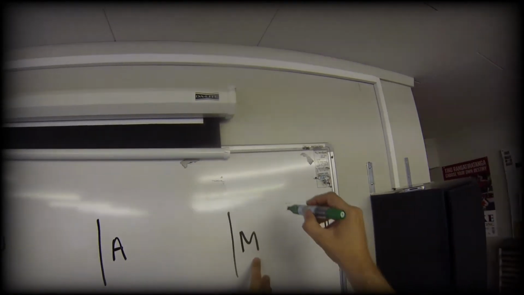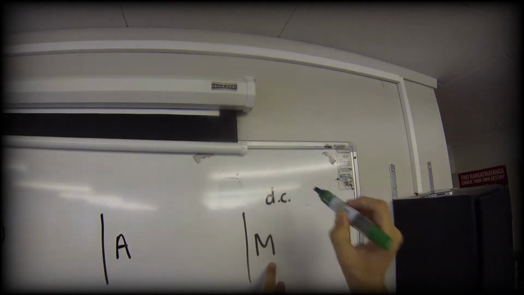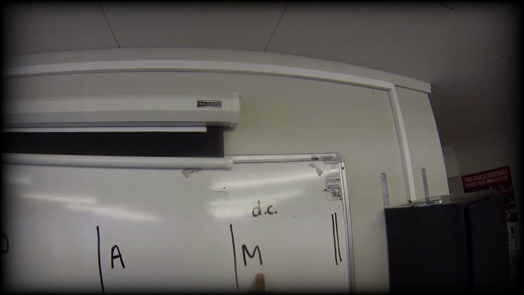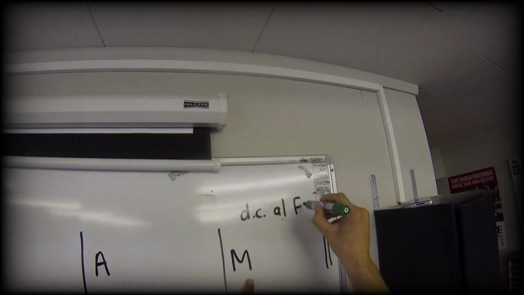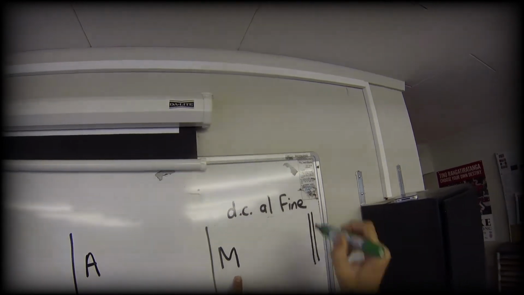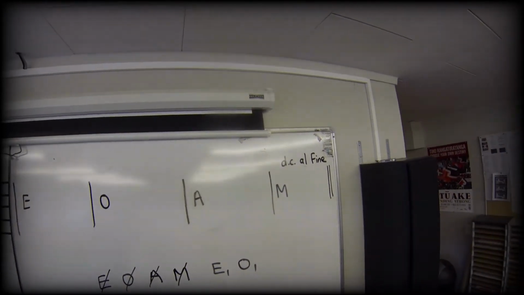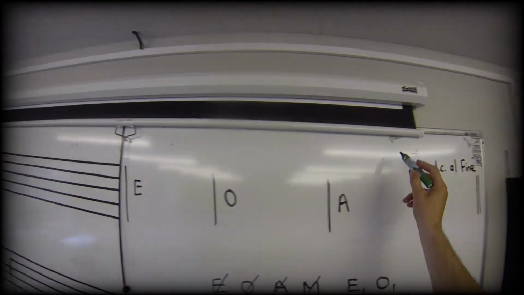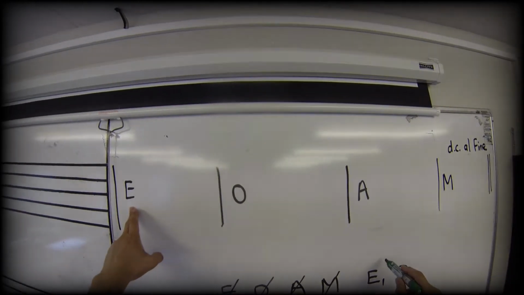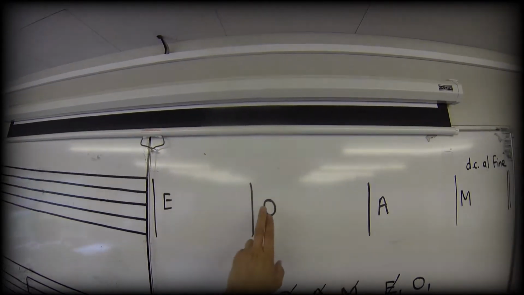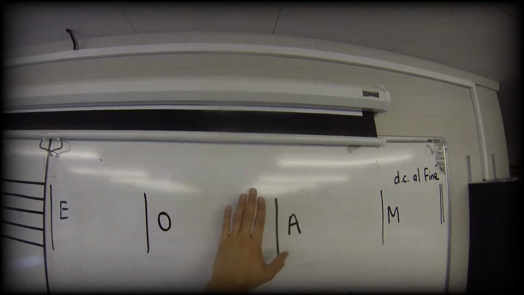So we're going to have an instruction here which is da capo, abbreviated D.C., and then until I tell you to finish. Da capo al fine. That means the musician's going to go straight back, sing the first bar again, so that becomes E1, and then we want O1, and then we want them to finish here.